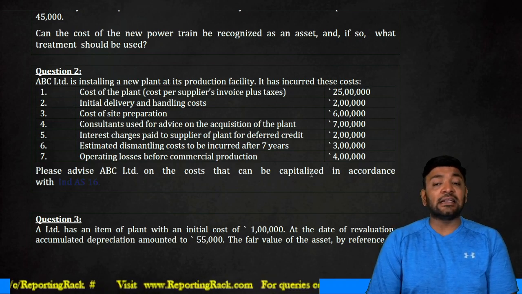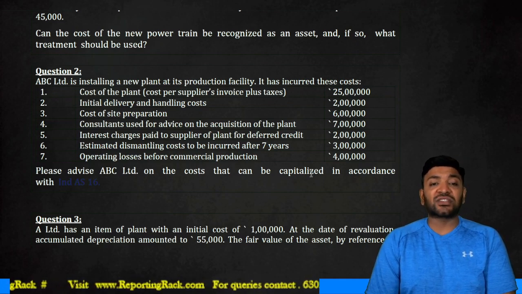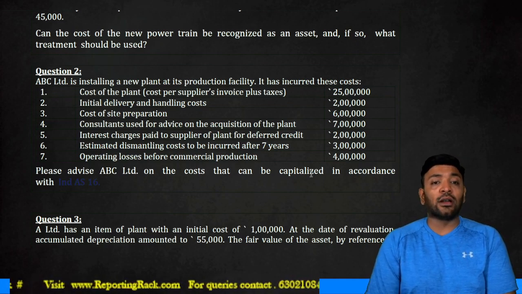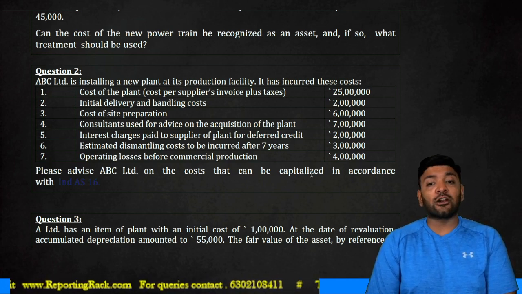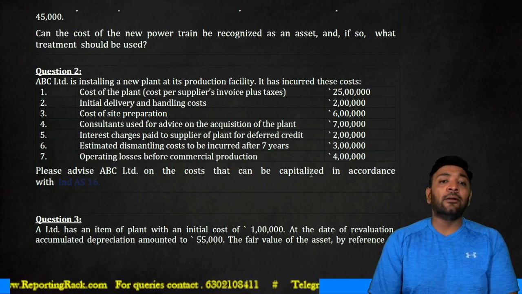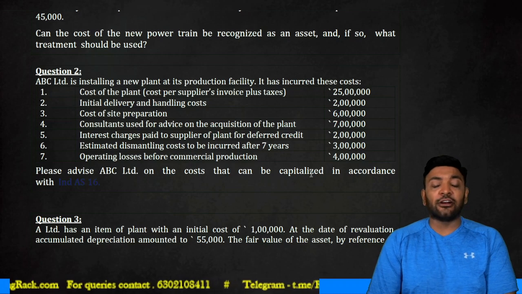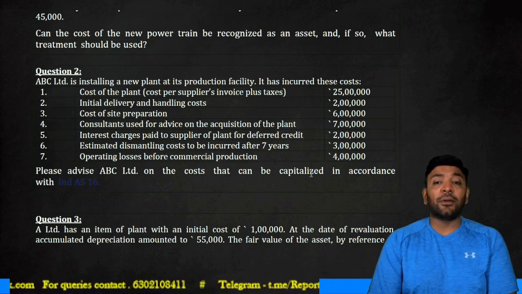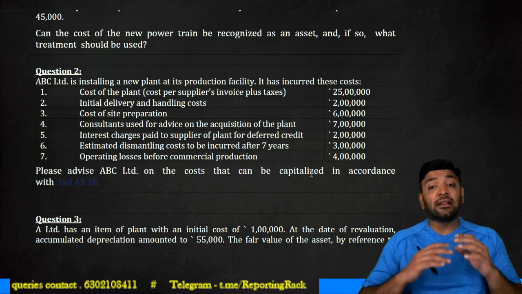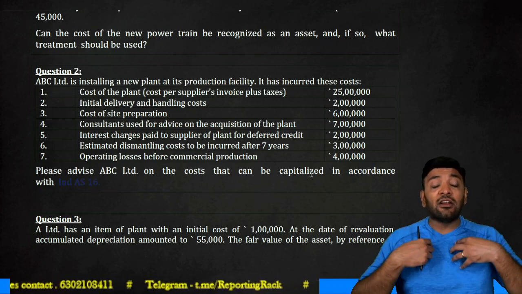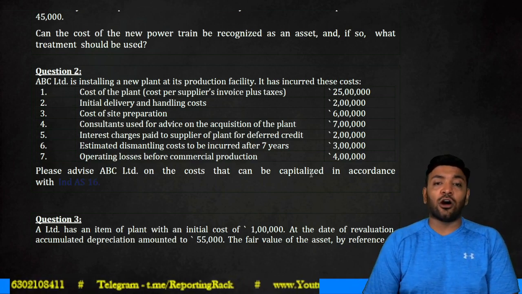Initial delivery and handling charges of 2 lakhs are supposed to be included in the cost of the asset. Cost of site preparation also to be included. Consultant used for advice on acquisition of the plant also to be included. Interest charged by the supplier for the plant for deferred credit: guys, this interest will be capitalized only as per Ind AS 23. Here he did not tell me whether it is a qualifying asset or not, so I will not be able to comment on whether these interest charges can be included or not.